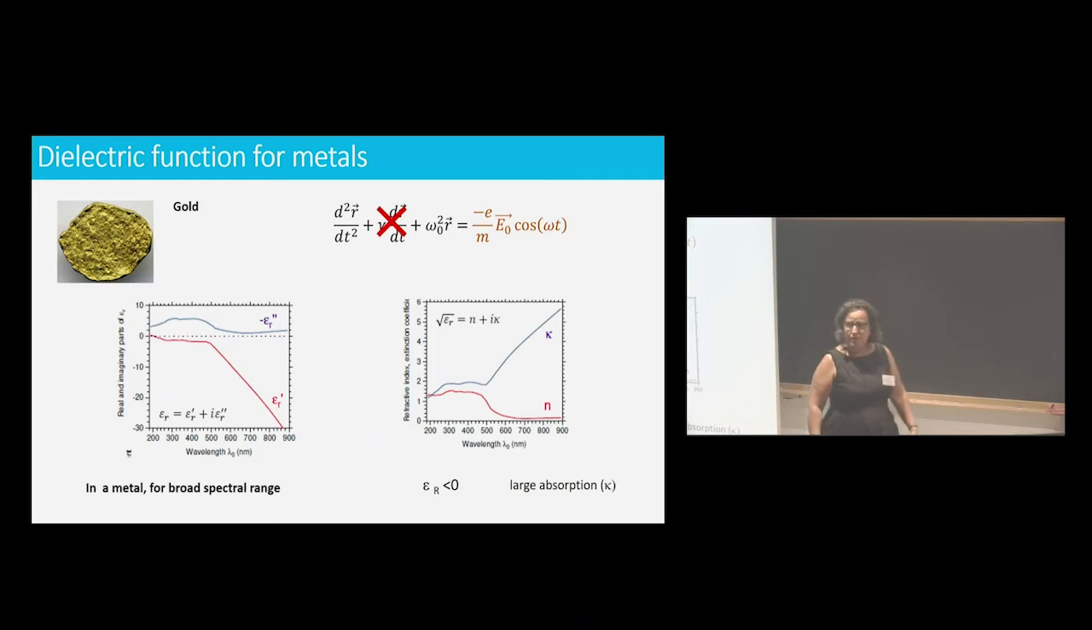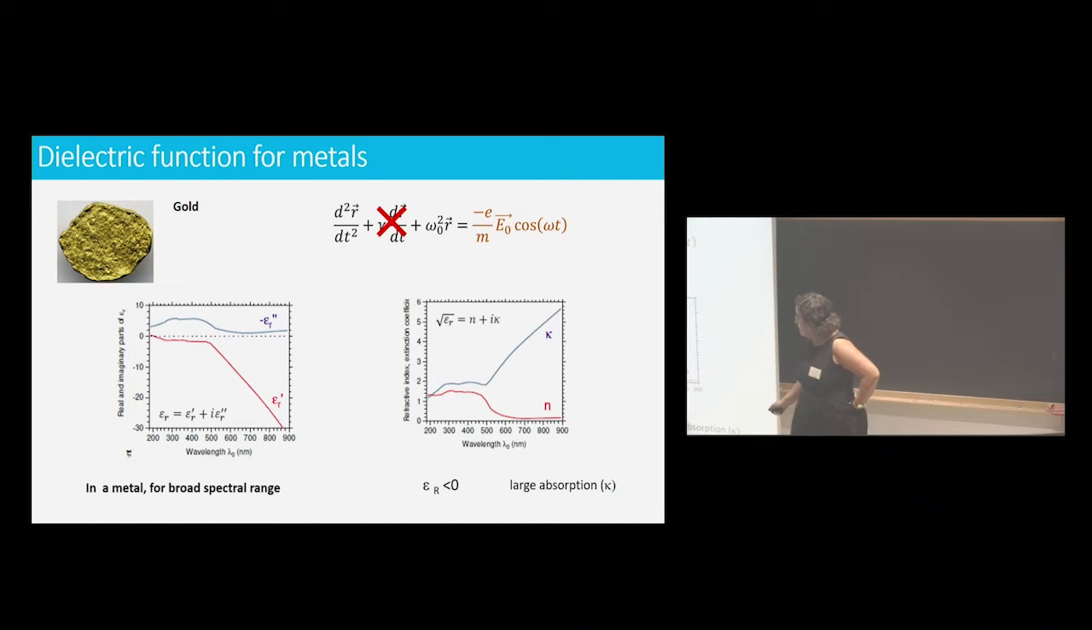For metals, it's quite different because, in this simple model, the electrons don't have these friction terms, and you can describe the system like this. When you solve the equations, I will not solve them, you can plot the dielectric constant for gold, for example. Here you have the imaginary part, here the real part as a function of the wavelength, and here I plotted the index part and the k part.